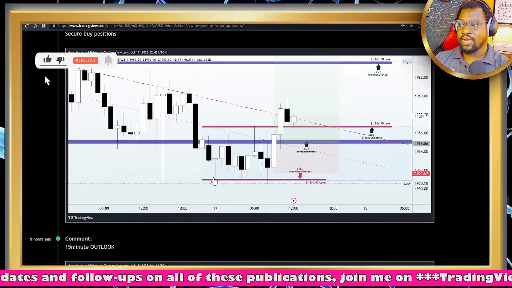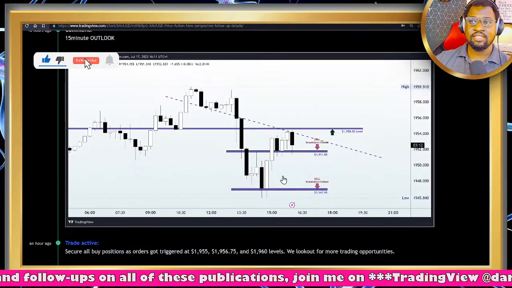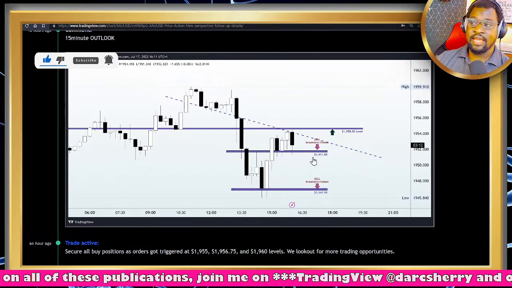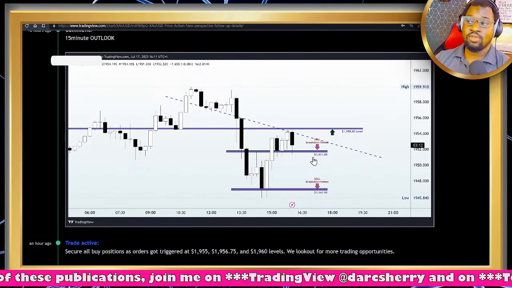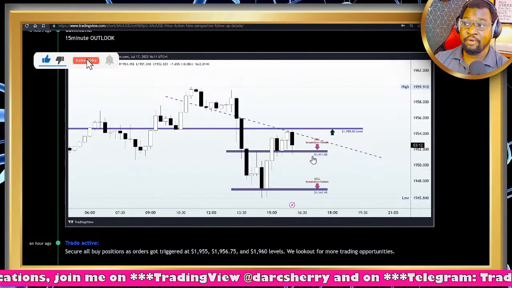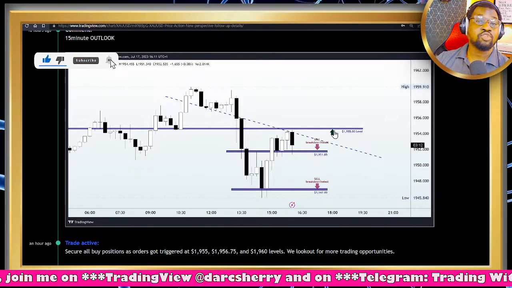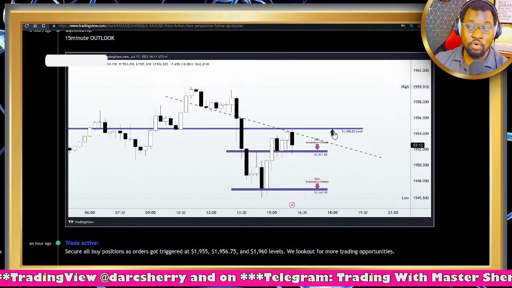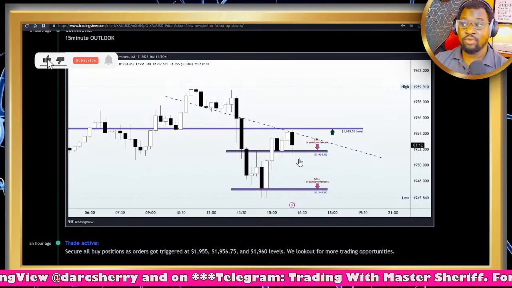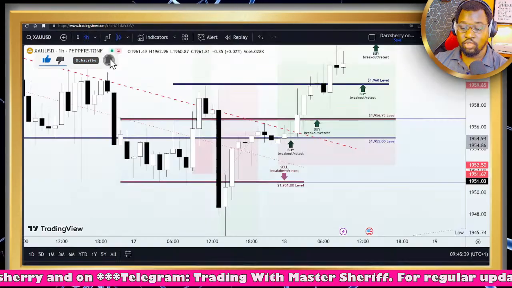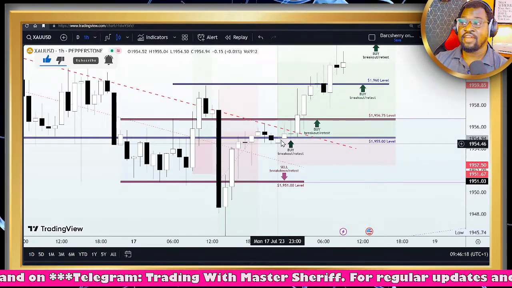So I shared it right here yesterday. This is it on the 15 minutes time frame, where I said I want to see a breakdown retest of the $1,951.85 level to join a bearish move, and a breakout of the 1,955 to join a bullish move. Though we didn't see the breakdown retest of the 1,951, we saw the breakout of the 1,955 to trigger.